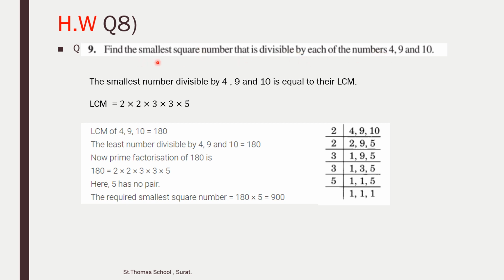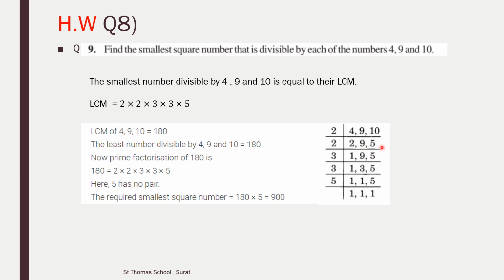If the question comes like this, what you have to do? You should find the LCM of 4, 9 and 10. The smallest number divisible by 4, 9 and 10 is equal to their LCM. Clear? If they ask greatest number, you have to find HCF. Okay? The smallest number they ask, so you have to find the LCM. Then you have to find the LCM of 4, 9 and 10. Divide by 2, that is 2, 9, 5. Again divide by 2, so that is 1, 9, 5.